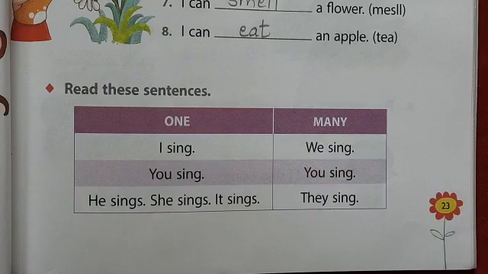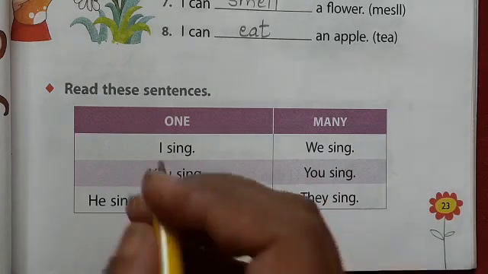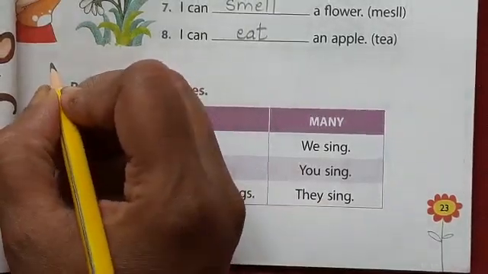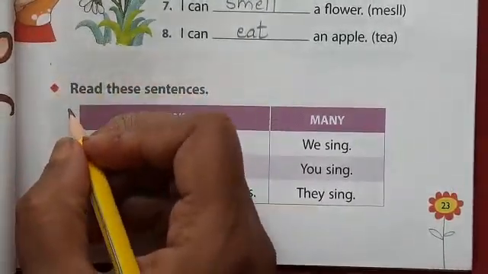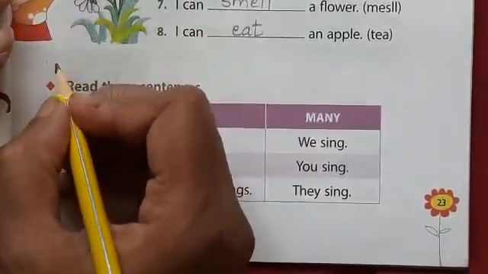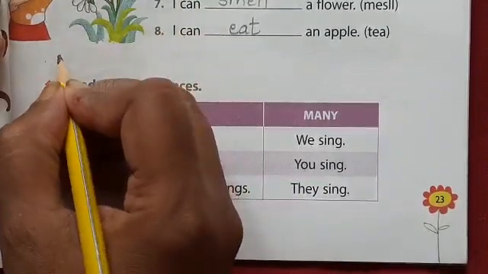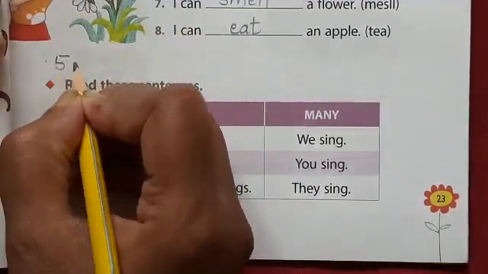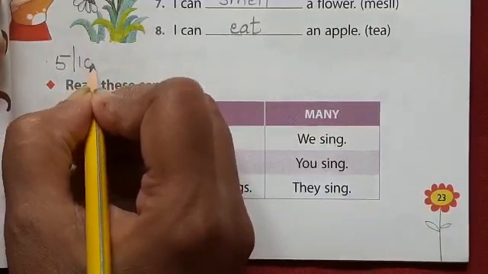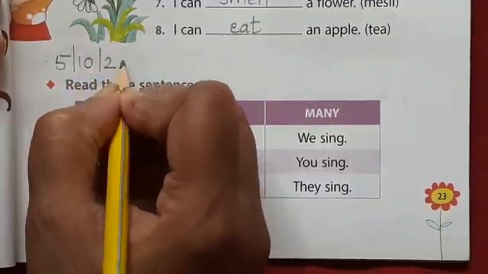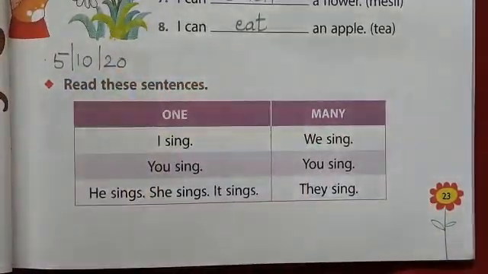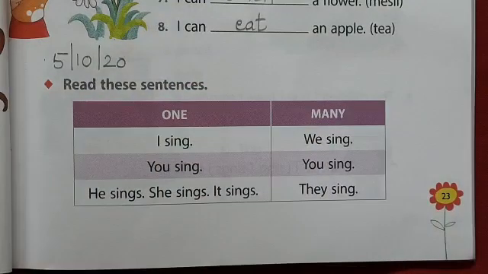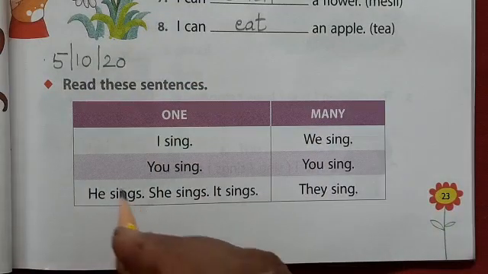As we generally do, children, we will first write today's date over here. Yes, just below exercise G, write today's date. What is it? Yes, it is 5th October, 5/10/20. Good.